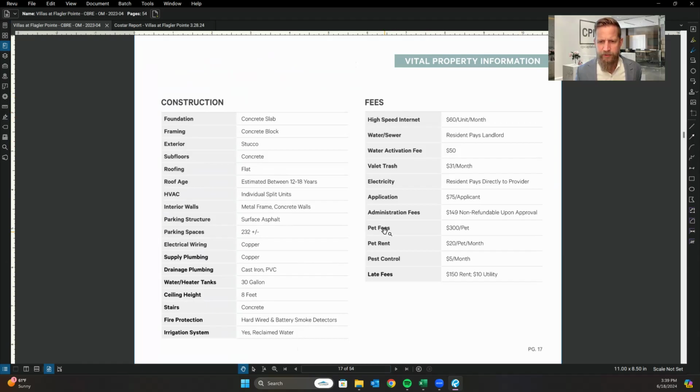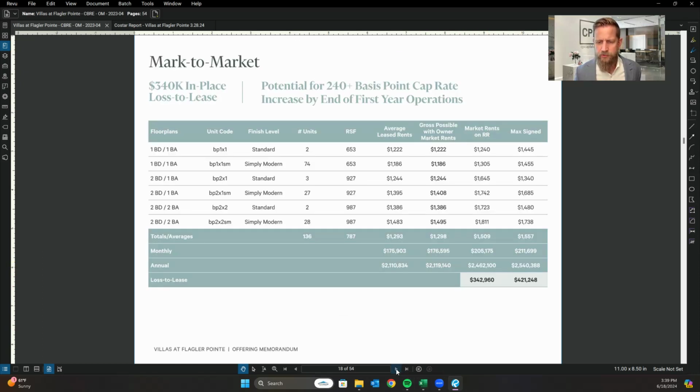More details about the property. Other fees that the property is currently collecting, like valet trash, pet rent, pet fees, pest control. So these are all additional income items that you can enter into your underwriting. This is a breakout of the unit mixes and the average square feet, 787. Average in-place rents, according to the offering memorandum, is at $1,293.